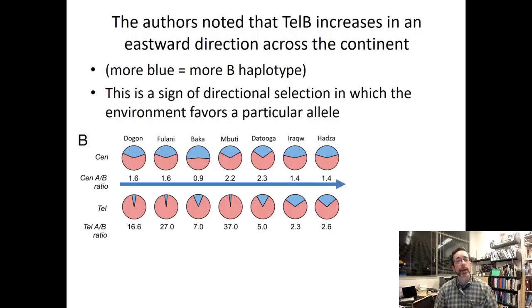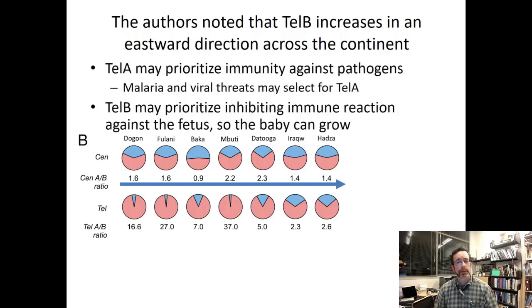This is called a sign of directional selection. This has been looked at in other populations, and there's some reason that the environment will favor a particular allele. What they hypothesize is that this may show that immunity is prioritized in the West, and pregnancy completion is prioritized in the East. So the East may have more problems with eclampsia, but the West may have more problems with malaria and viral threats.